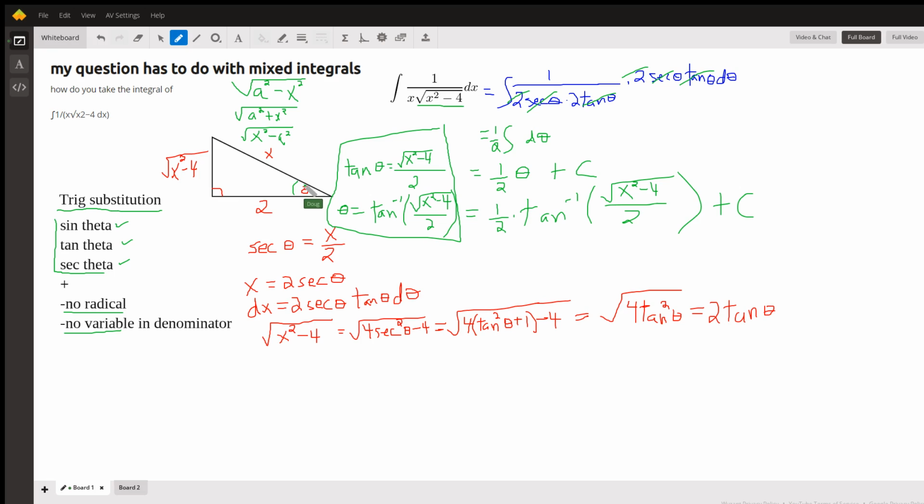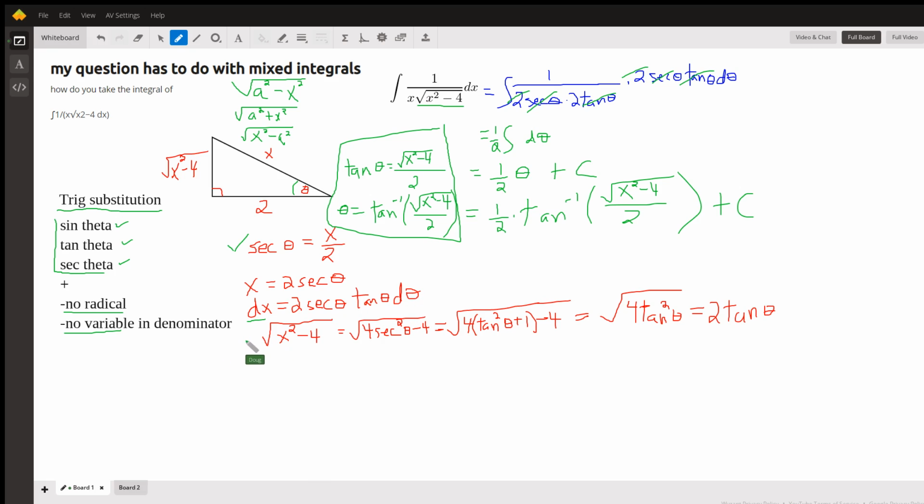So it must be true that using one of these three functions, the secant of theta will not involve the radical because it's the reciprocal of cosine, and we won't end up with a variable in the denominator. So this is our guy right here, secant of theta. Secant of theta equals x over 2. So x equals 2 secant theta. So the derivative of x, or dx, equals 2 secant theta tangent theta.